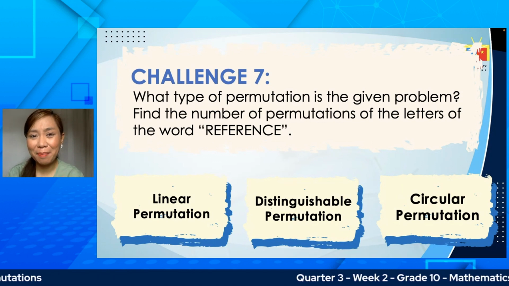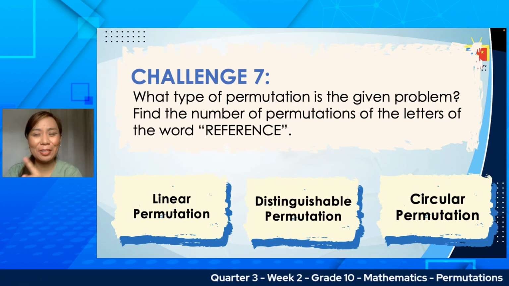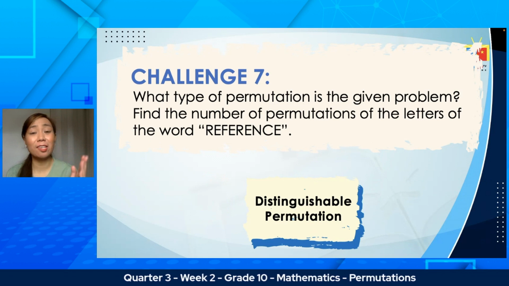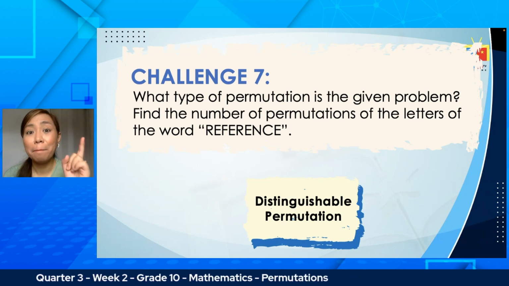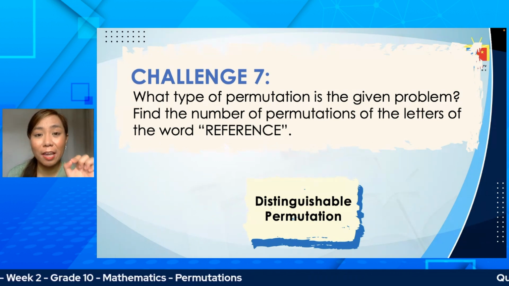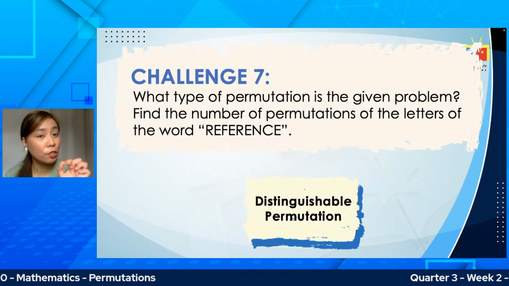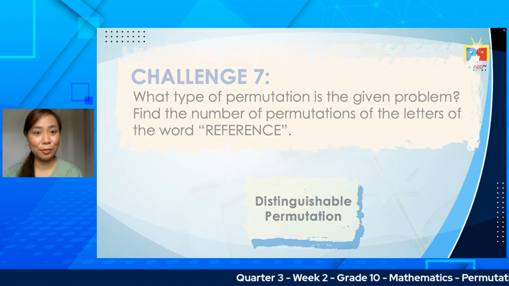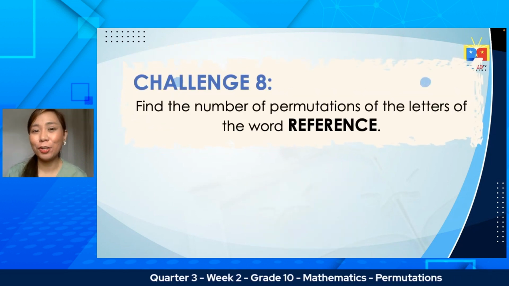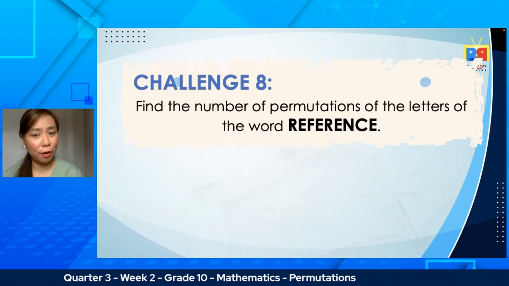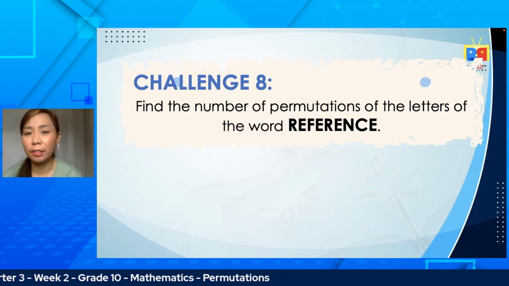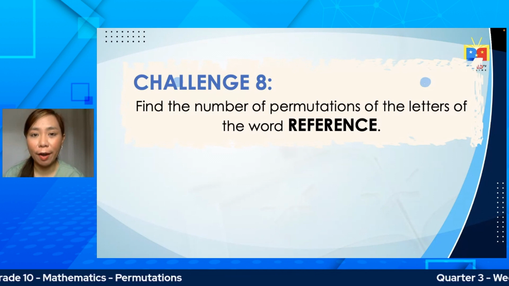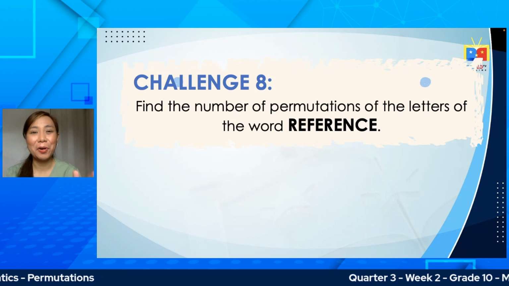And what's your answer, mathletes? Good job! The answer here is distinguishable permutation because there are the same objects among the letters of the word reference. Now, it's time for you to solve. Challenge number 8. Find the number of permutations of the letters of the word reference. Go!